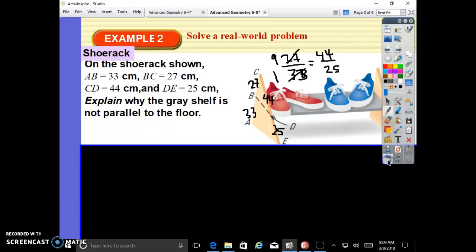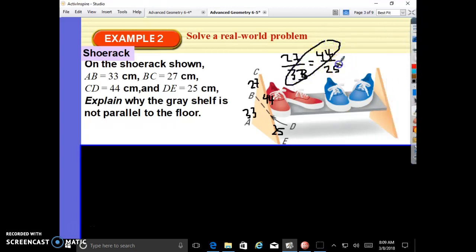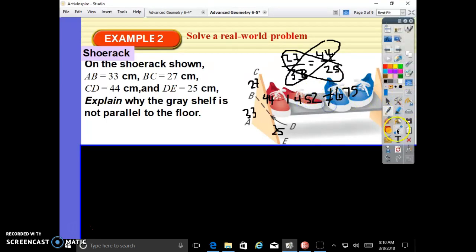That second method I was talking about is just doing the cross products and comparing them. If their cross products are equal, then they're parallel. If they're not, then they're not. 27 times 25 is 675. 33 times 44 is 1452. Those are not equal, therefore they are not parallel.